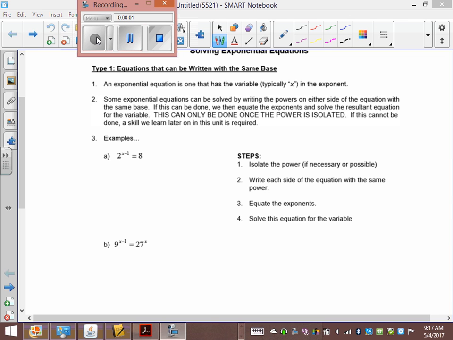You've always had variables in the polynomial, in the actual equation, right? But now we're actually going to have variables in the exponents. So here we have a variable up here in the exponent. How do we solve for that?